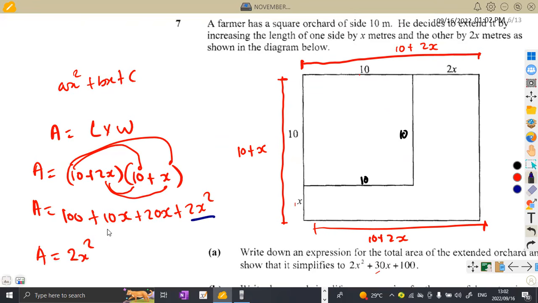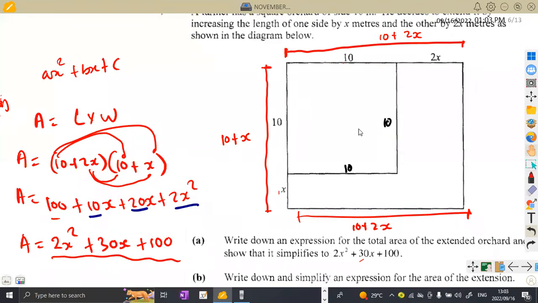We move on to x, so we've got 10x plus 20x. These are like terms, so 10 plus 20 is 30x. Then the constant, which is 100. So that is what we're going to have in this. So this part is clear. That was our item A, just using this part. Okay, so let's move on to the B part.